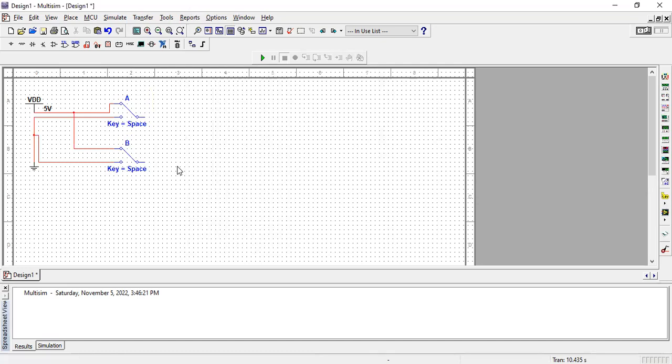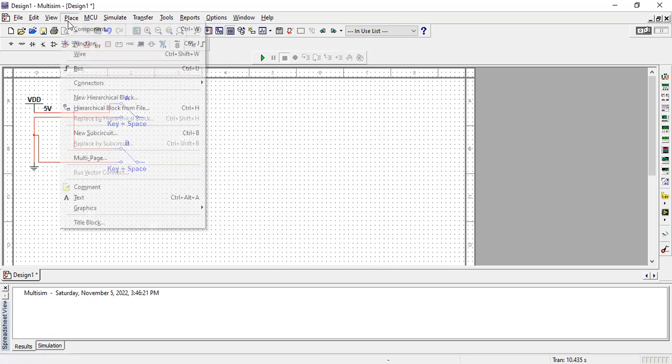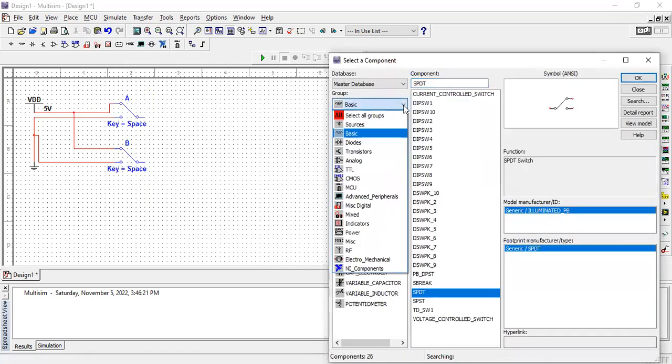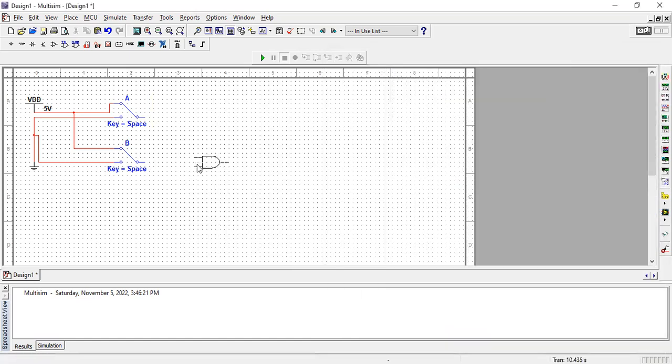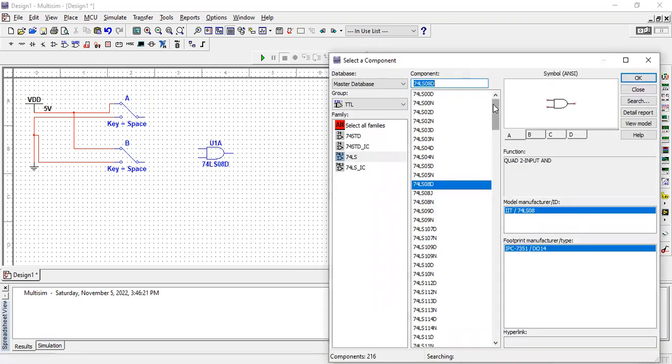Next, I need two logic gates. First, in case of the sum, I need an exclusive OR gate, and in case of carry, I need an AND gate. So I'm going to place two logic gates. I need to go to transistor logic and 74LS. So first of all, I need the AND gate. You can see that now I have the AND gate. I just need to place this AND gate over here. And the next step is that I need an exclusive OR gate.